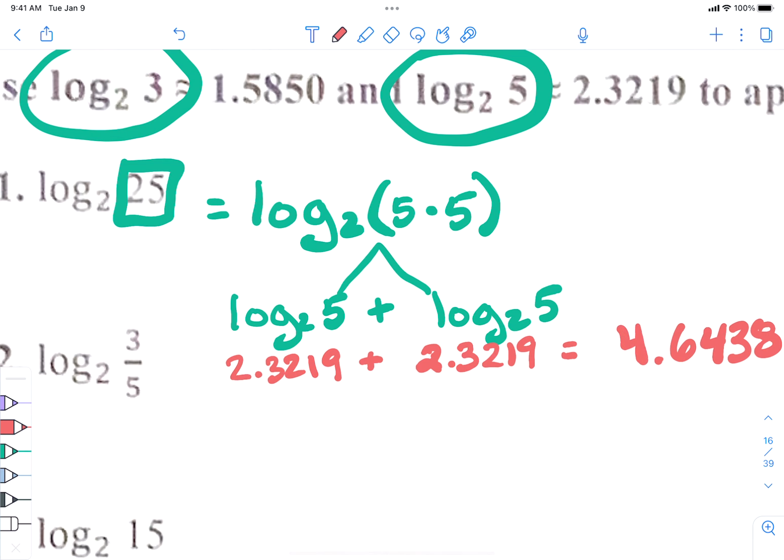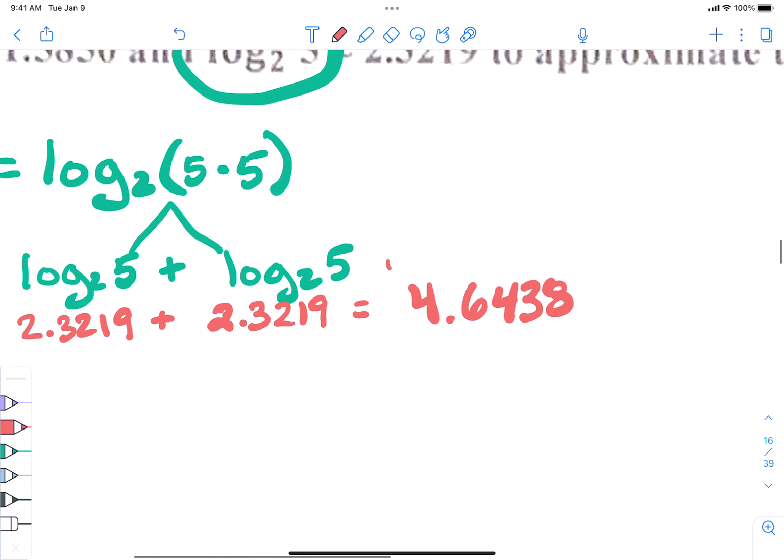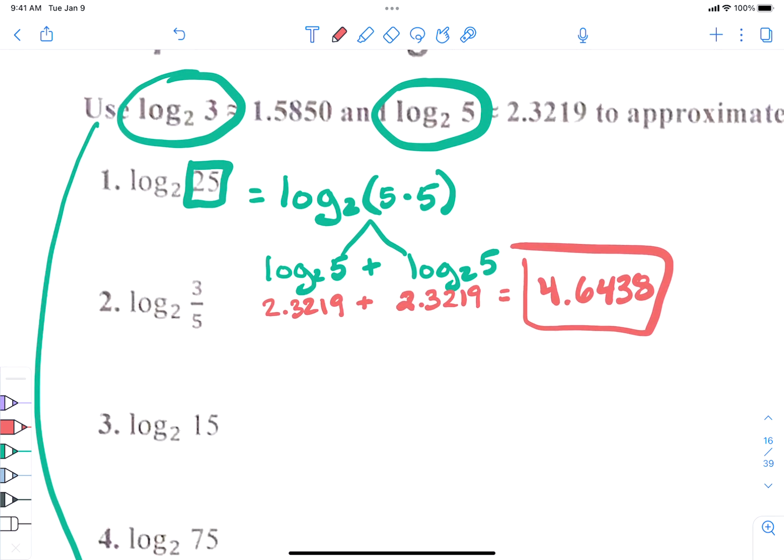4.6438. Is that correct? Yes. Does this make sense? Now, number 2 is 3 over 5. What does that mean? Divide, and when you're dividing, you subtract. So figure out how you're going to break that down into pieces and figure out what numbers you need to subtract. Write it out. It's not difficult if you understand what's going on. You can get a negative number.